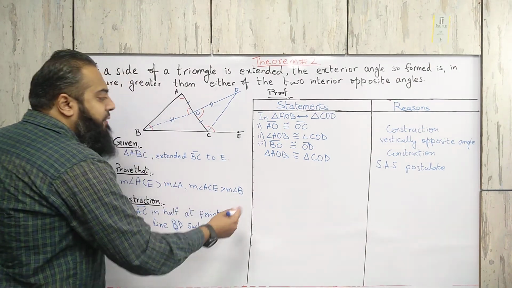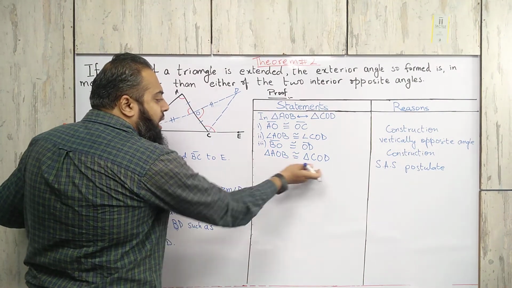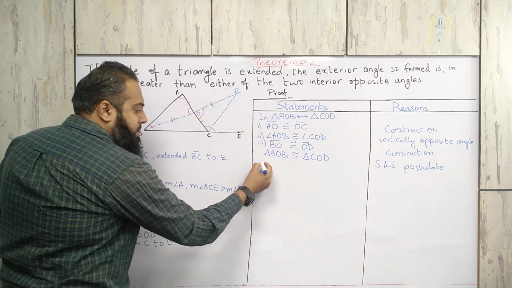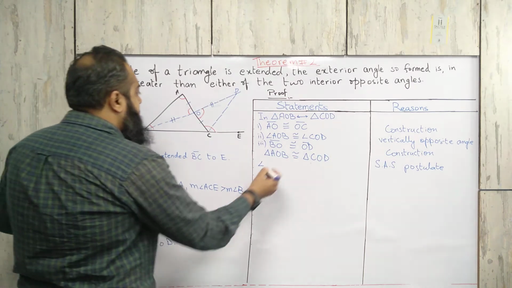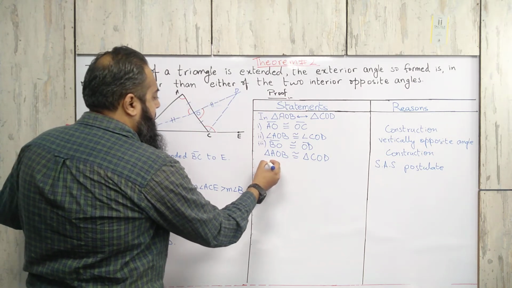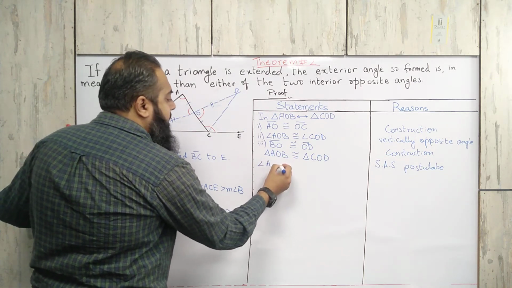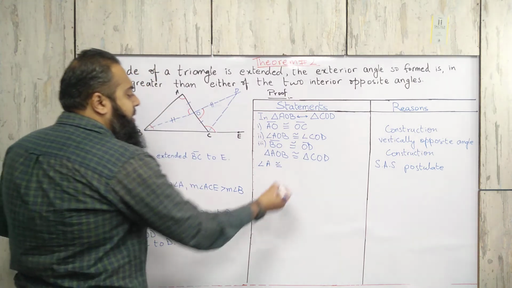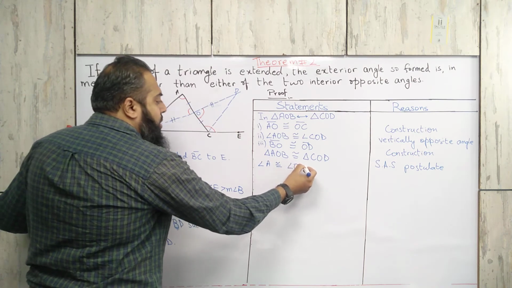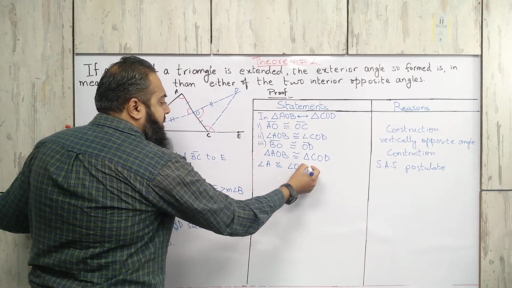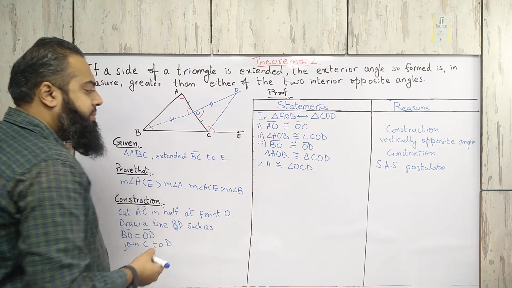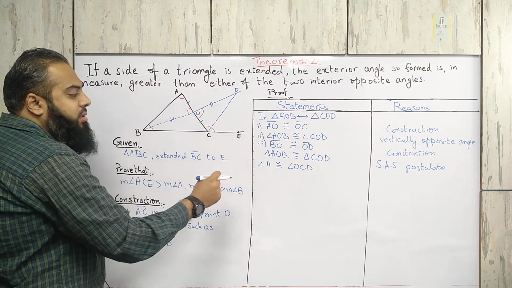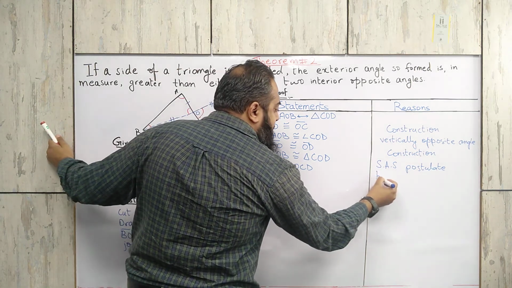Now, if these 2 triangles are congruent to each other, therefore angle A will be congruent to angle OCD. Okay? Because of the congruency of triangles.